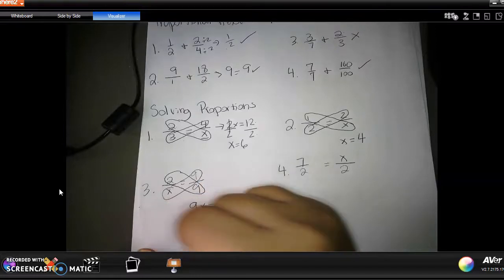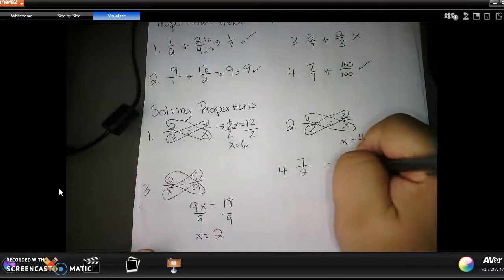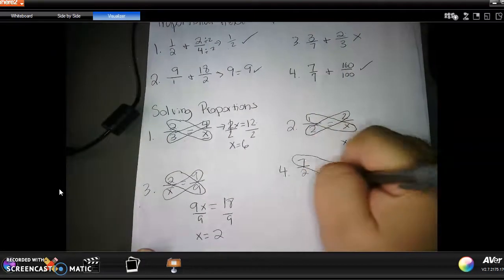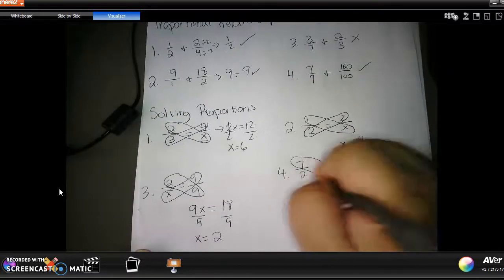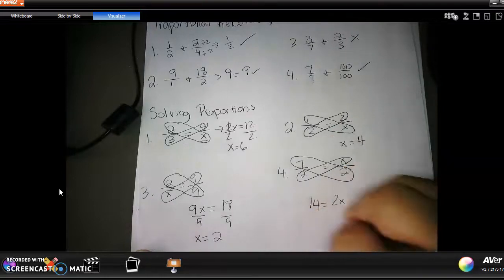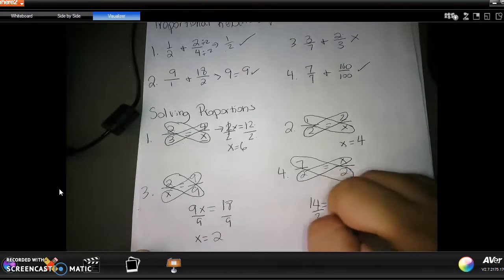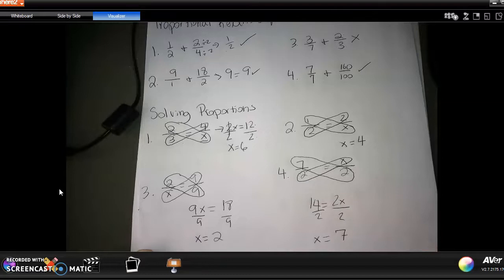We have x equals 2, because 18 divided by 9 is 2. Alright, over here, same thing. We're just going to keep circling. So this is 7 times 2, which is 14. 2 times x, which is 2x. Divide again, and we get x equals 14 divided by 2, which is just 7.